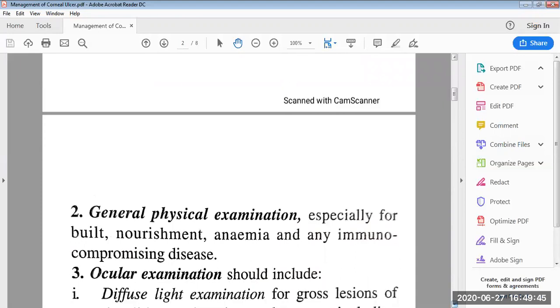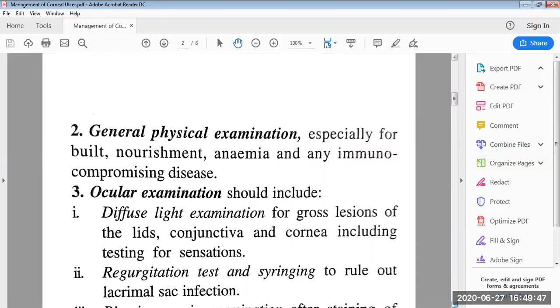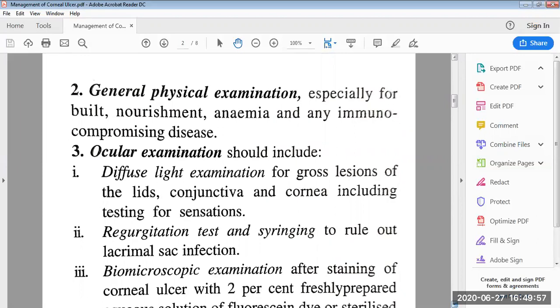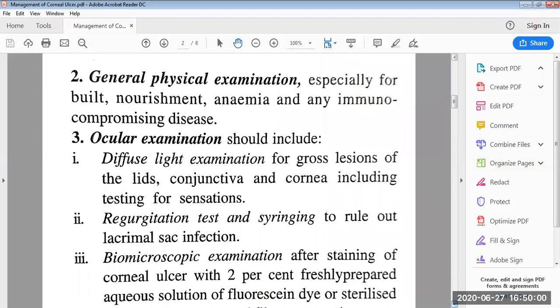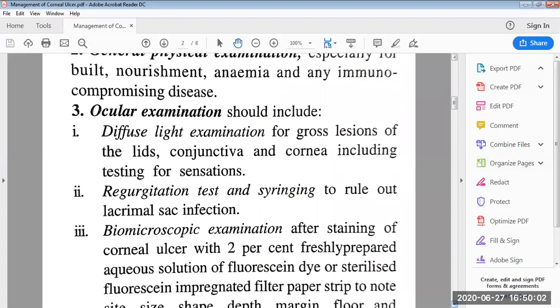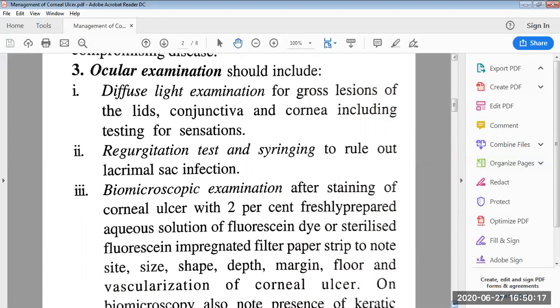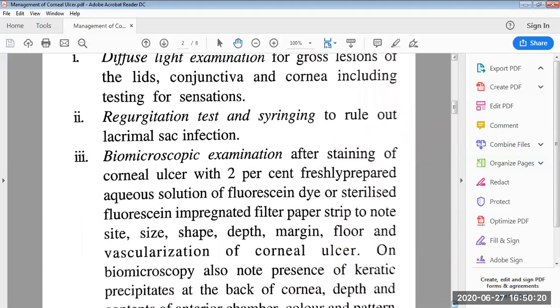Then you will go for the general physical examination, especially for the build, nourishment, anemia, and any immunocompromising disease, because all these things will cause a particular type of corneal ulcer. The next is the ocular examination. We should include the diffuse light examination for gross lesions of the lids, conjunctiva, and cornea, including testing for sensations. Then regurgitation test and syringing to rule out lacrimal sac infection.